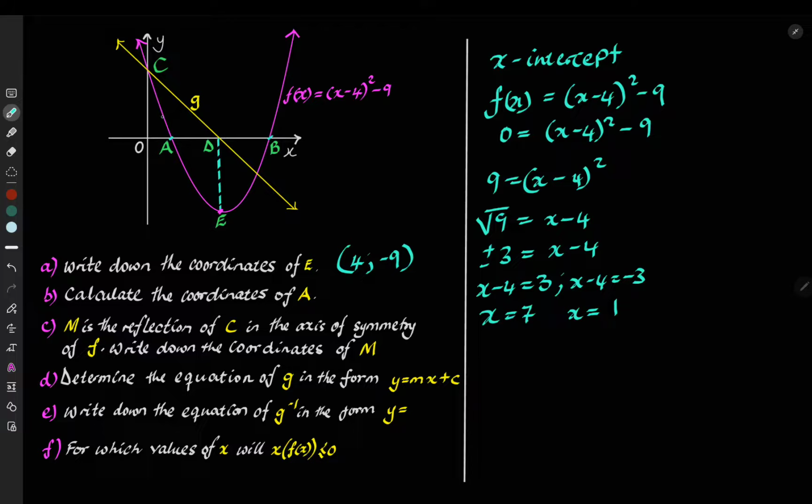So we have now the coordinates of A and B, but we are asked only to calculate for A. So that will be 1 and 0. That will be the coordinates. Remember to put a 0 for the coordinates.